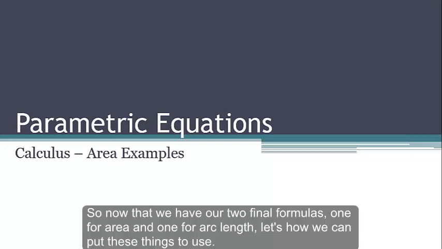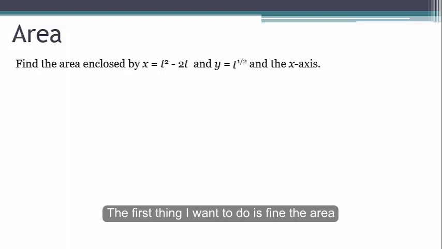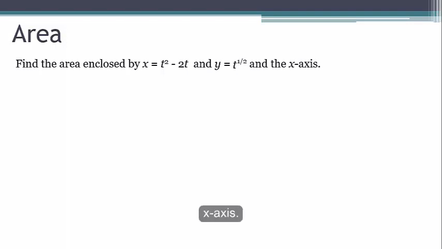So now that we have our two final formulas, one for area and one for arc length, let's see how we can put these things to use. So the first thing I want to do is find the area enclosed by x equals t squared minus 2t and y equals the square root of t and the x-axis.